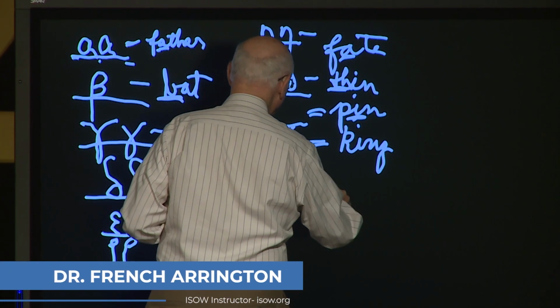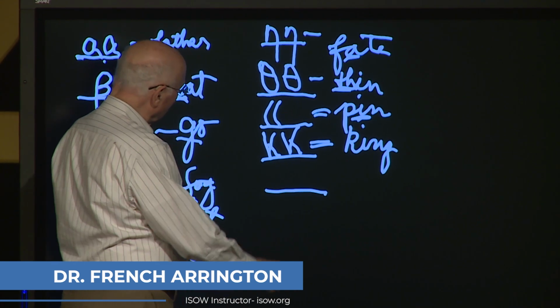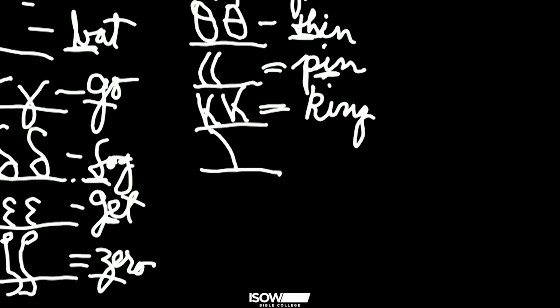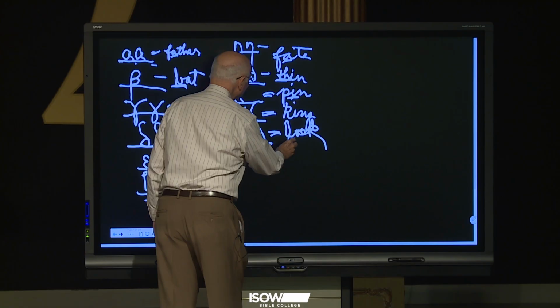The next letter is the lambda. Now, you begin with a curved line, and then you just support it by drawing a line off of that. A curved line, and that is pronounced like the L in look.